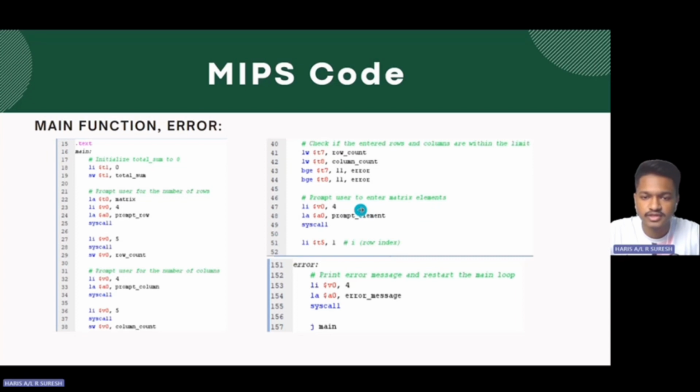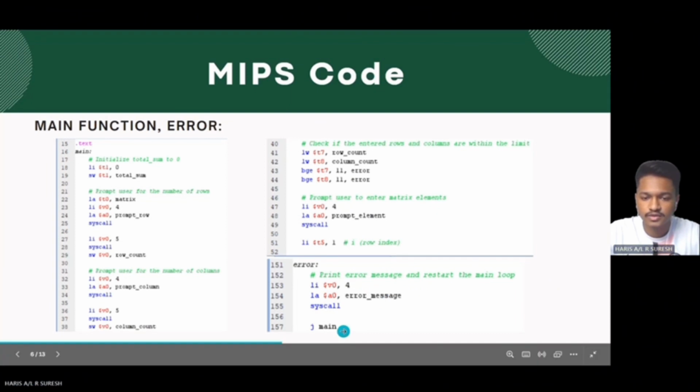This number 4 indicates we are going to print a string, which is the element prompt. And then lastly, for the error message, we print the error message, which is indicated by the number 4. Lastly, we jump back to the main function.